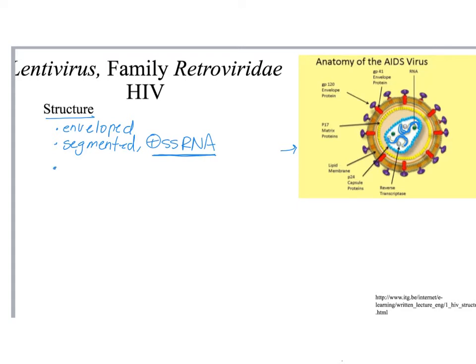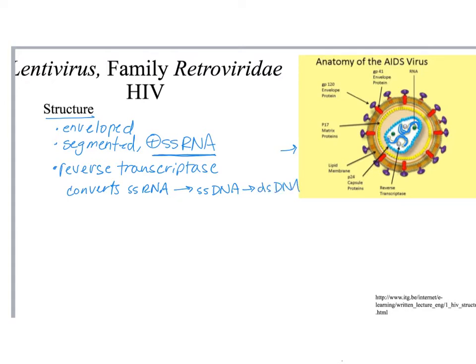It uses an enzyme called reverse transcriptase. And that enzyme converts that single-stranded RNA to single-stranded DNA, and then makes the complementary copy of that, so makes it into double-stranded DNA. All right, so this was pretty surprising when this was discovered.